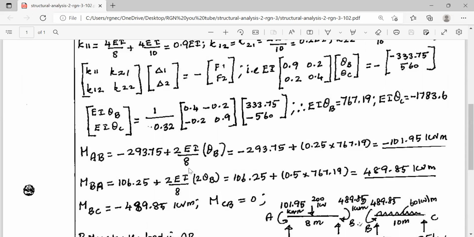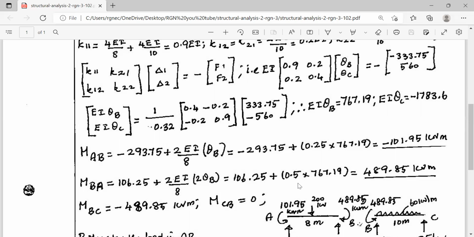M of AB plus 2EI by L into theta B, that comes to this much. It is minus, so it is anti-clockwise. This is the free body diagram. This minus means anti-clockwise movement. Now MBA is equal to M of BA plus 2EI by L into theta B, because it is the near side rotation. Once you apply the value of EI into theta B, you are getting 489.85. It is positive, which means clockwise. It is written here, clockwise.